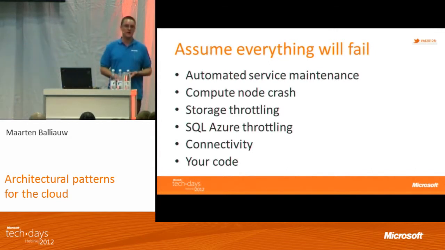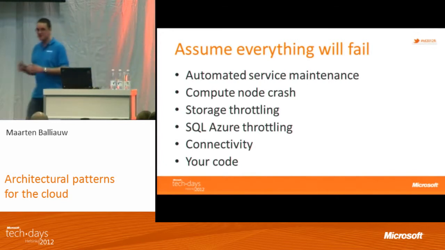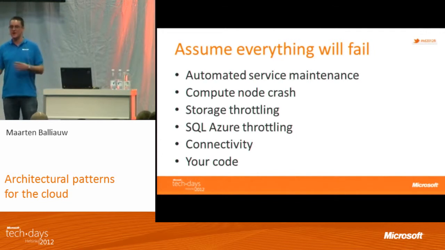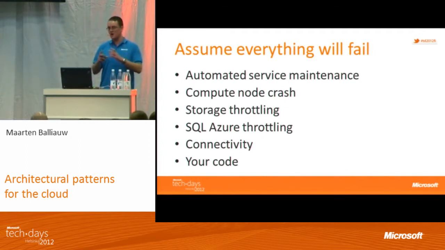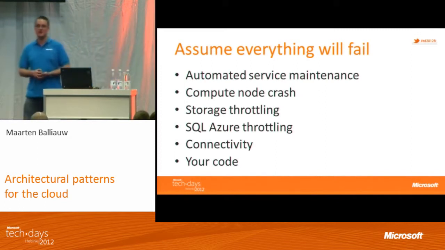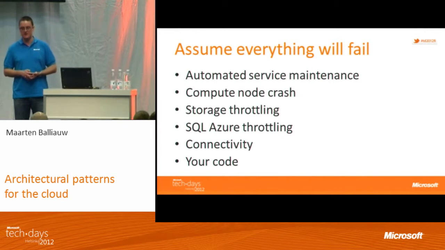Connectivity is another one. If something fails in the data center, for example, a network connection crashes or a switch crashes, your VMs are still running, and they may still be able to access storage, but they may not be able to access different services out there. So you have to have some queuing mechanism or something to cope with situations where you cannot access services that your application requires.